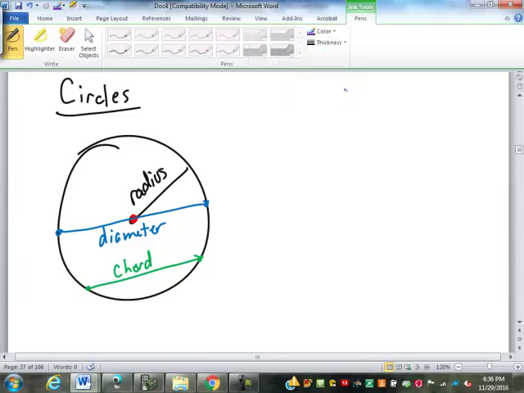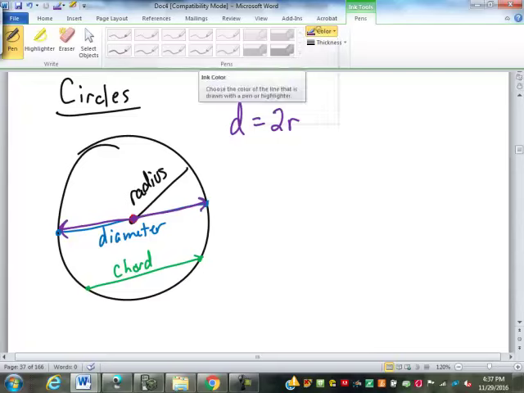If you look at the diameter compared to the radius, there's a radius going this way, and there's a second radius going that way. So that tells us that the diameter is equal to 2 times the radius. It takes 2 radii to make 1 diameter. So those are the most basic features of a circle.